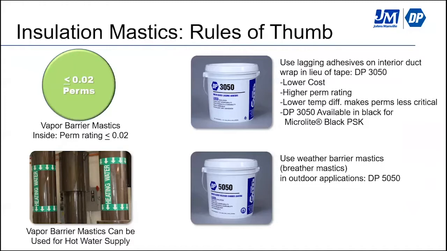Lagging adhesives are used with exterior duct wrap. They tend to be lower cost than the vapor barriers. They're vapor retarders. The delta T, the temperature difference between the duct and the ambient, is a lot less than the delta T between chilled water piping and the ambient. It doesn't need to be as high performance as a vapor barrier does. Design Polymerics has our zero VOC DP3050, and it is available in black for the new Microlight Black PSK that JM will be introducing.